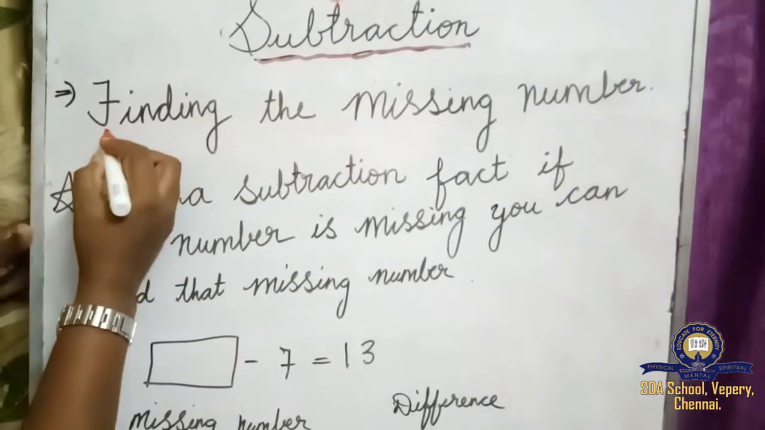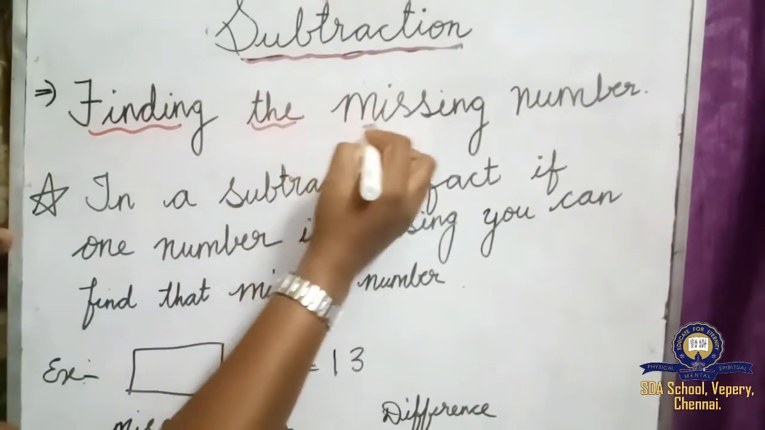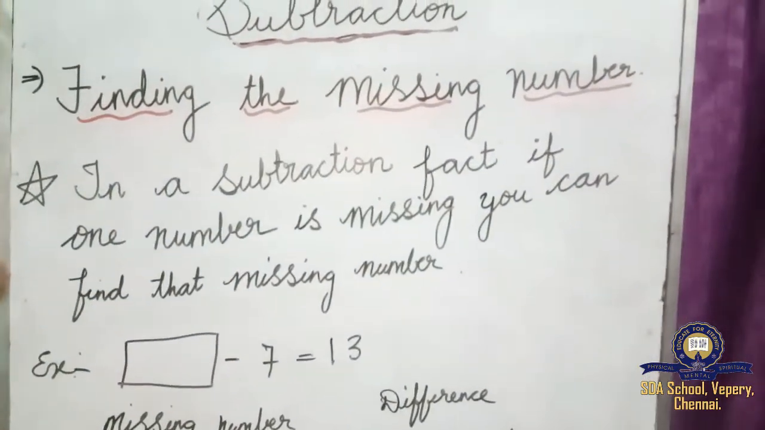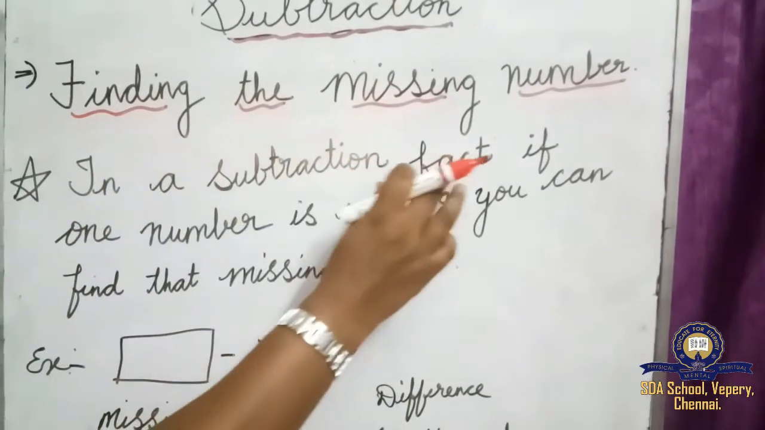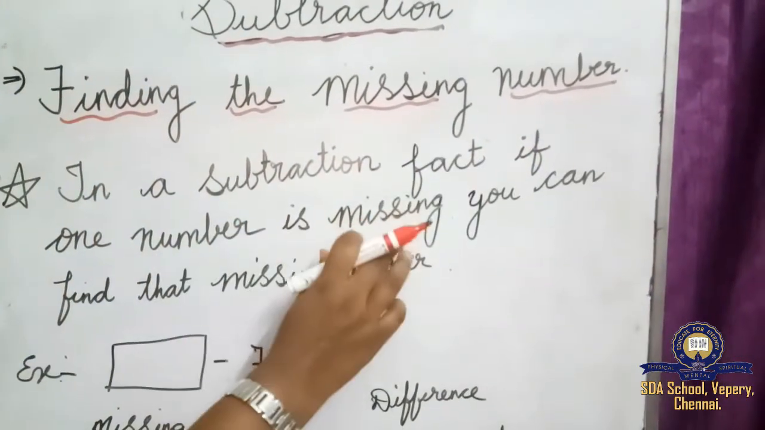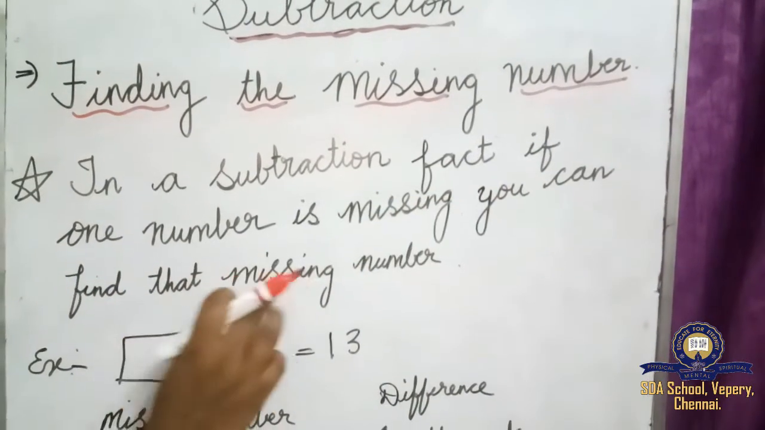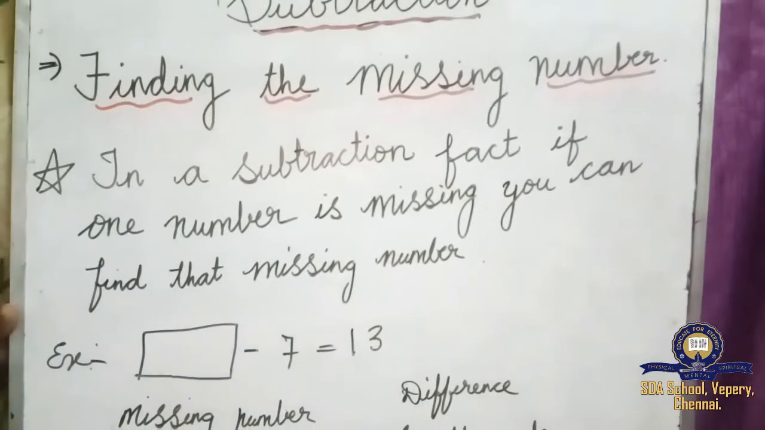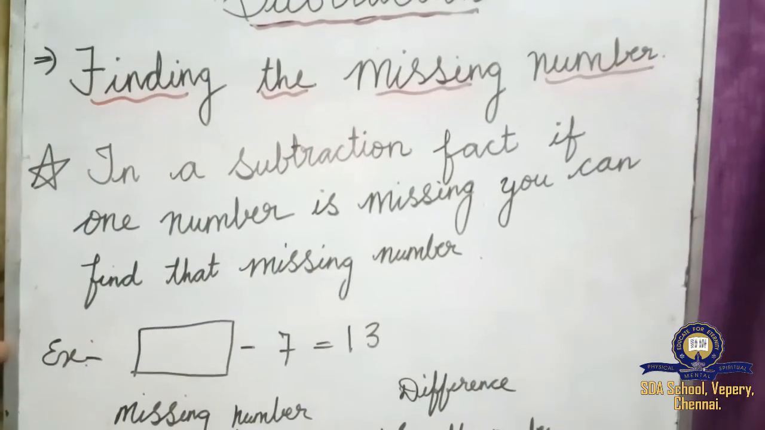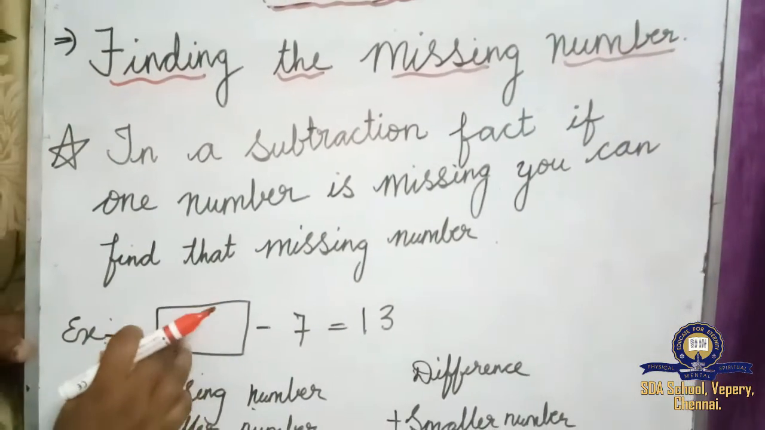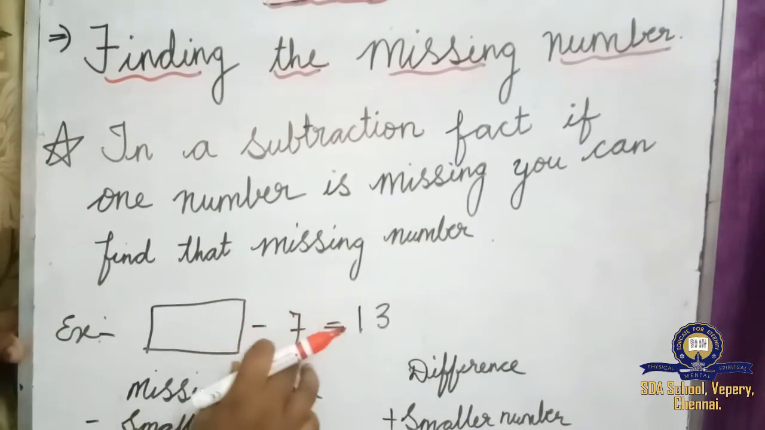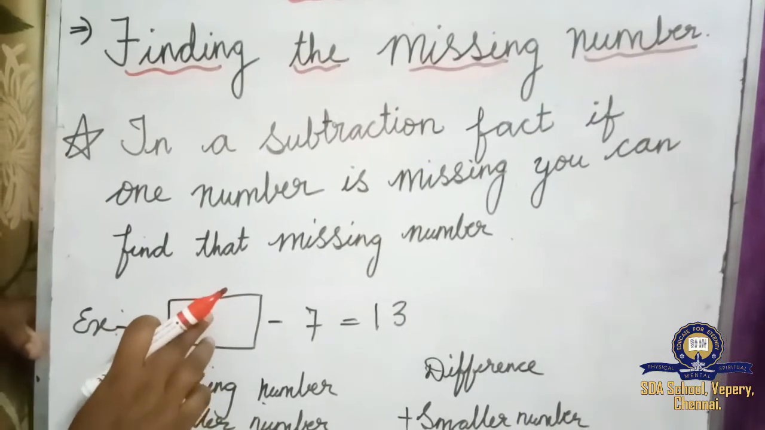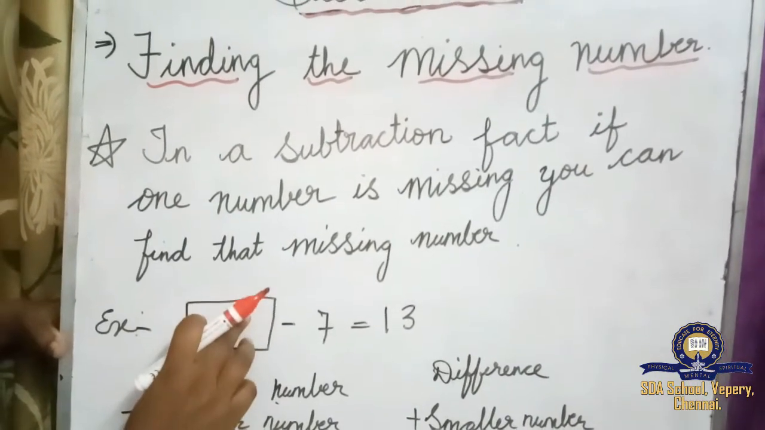Children, now we are going to see finding the missing numbers. In a subtraction fact, if one number is missing, you can find that missing number. I'll tell you how to find out. See here, for example, they have given one number is missing. Minus 7 is 13. We have to find out the missing number.